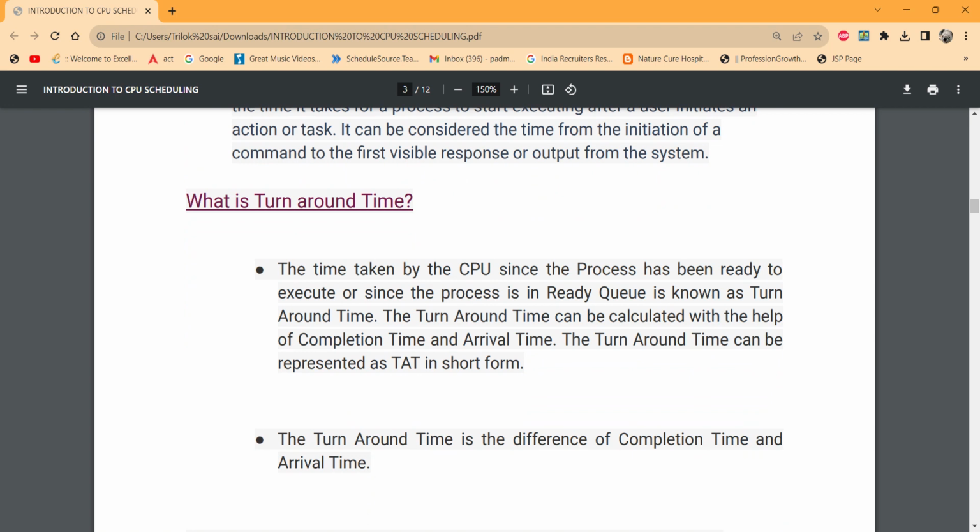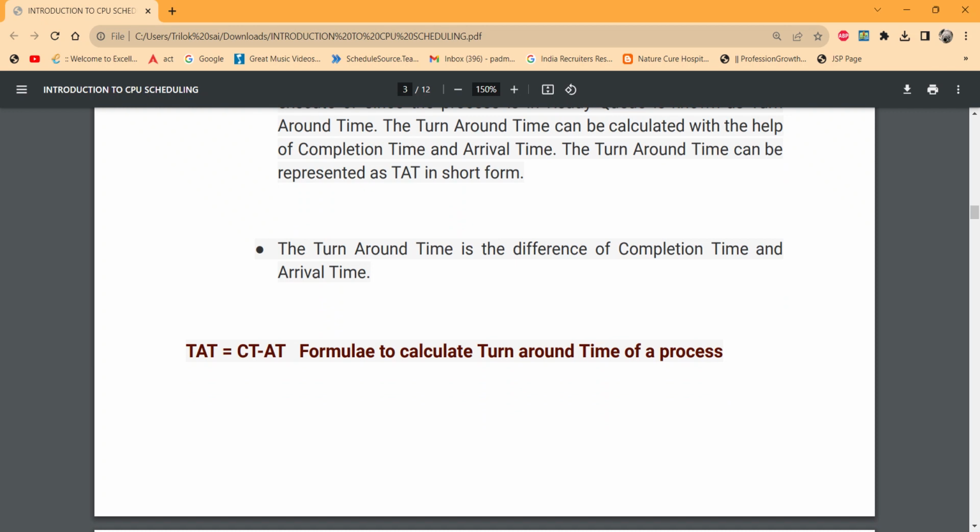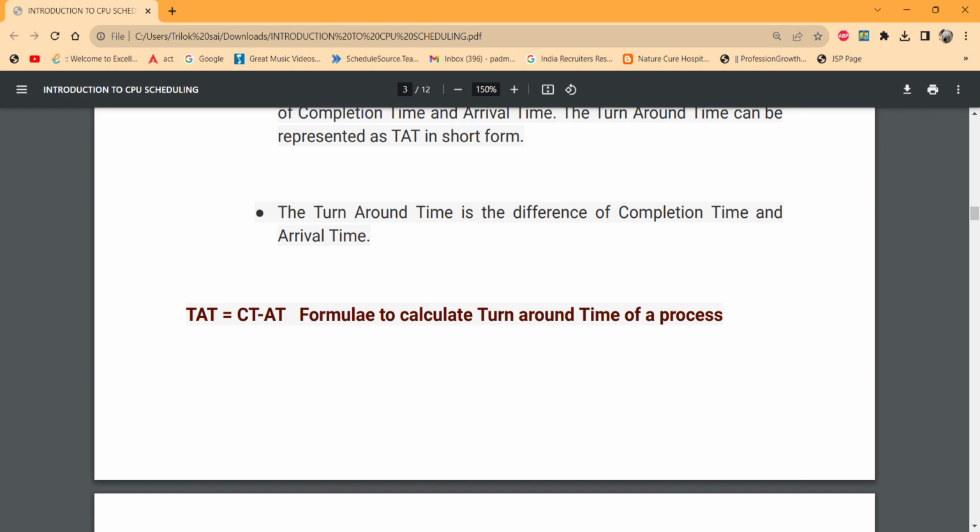Turnaround time is generally represented as TAT. Turnaround time is the difference of completion time and arrival time. So this is also an important formula, my dear friends. Turnaround time is equal to completion time minus arrival time. This is the formula to calculate the turnaround time. I request you to note it down. This will be very helpful for us in the upcoming lectures to solve the problems.